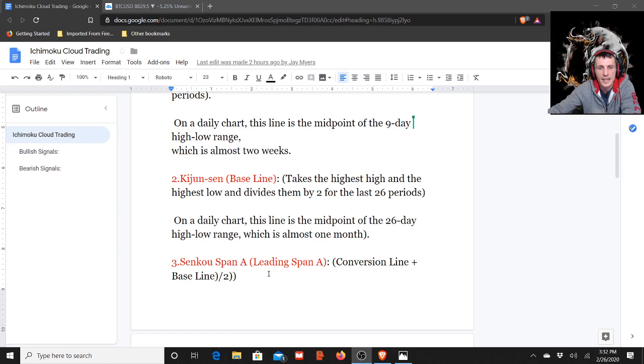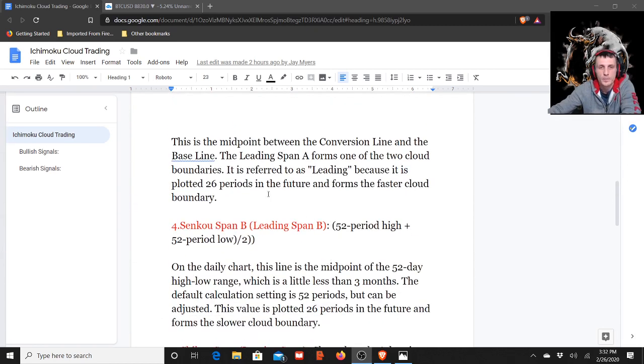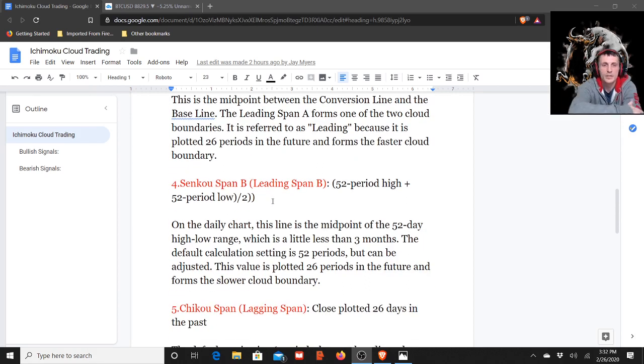Senkou Span A, leading span A, is the conversion line plus your baseline divided by 2. This is the midpoint between the conversion line and the baseline. The leading span A forms one of the 2 cloud boundaries. It is referred to as leading because it is plotted 26 periods in the future and forms the faster cloud boundary. Senkou Span B, leading span B, is the 52-period high plus the 52-period low divided by 2. On a daily chart, the line is the midpoint of the 52-day high-low range, a little less than 3 months.